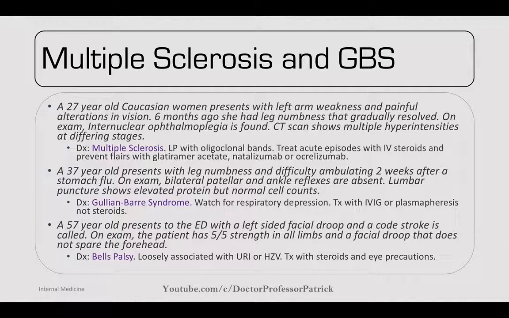In the last case, we've got a 57-year-old who presents to the ED with left-sided facial droop. A code stroke is called. On exam, the patient has 5 out of 5 strength in all limbs, and the facial droop does not spare the forehead. So this is classic for Bell's palsy compared to a stroke. It's loosely associated with viral illnesses like URIs, or also herpes simplex and herpes zoster. You want to treat with steroids, and you want to look at eye precautions. If they're unable to close their eye completely, they'll need artificial tears.